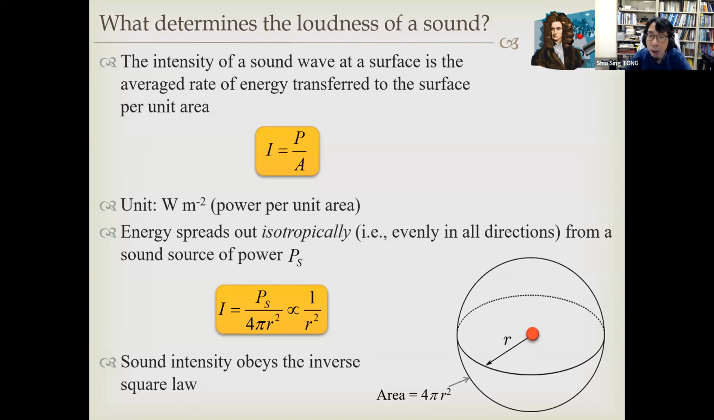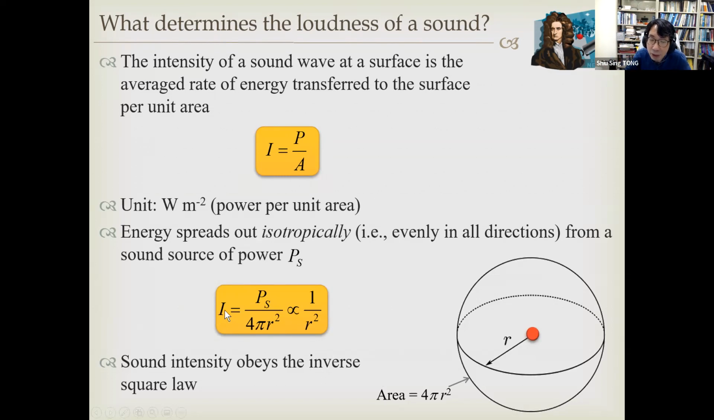Okay. So when the sound reaches a surface which is at a distance R from the sound source, the sound power has already spread to a large area of 4 pi r squared. This is the area of the sphere that intercepts the sound energy. So the power of the sound delivered divided by the area of the sphere will be equal to the intensity of sound heard at that position.